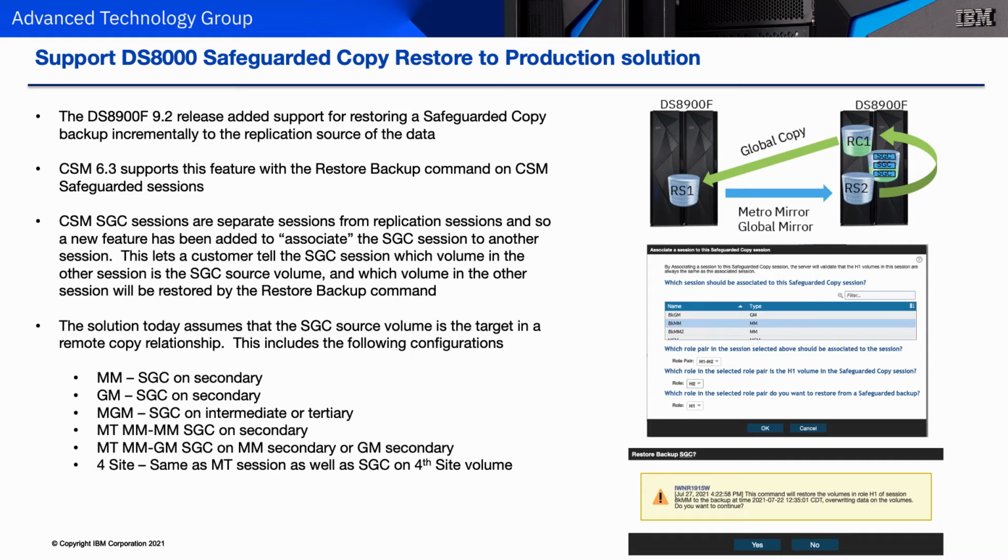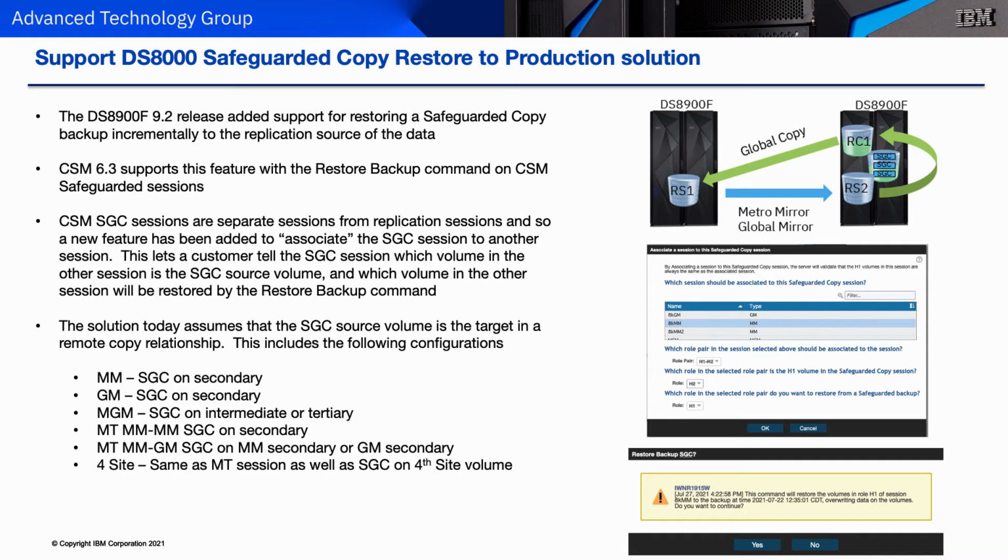So take the top picture. We have an RS1 to RS2 Metro Mirror, Global Mirror type relationship. So off of RS2 is where you're taking your safeguarded copies. So you're taking backup, backup, backup. Your problem today is if you want to restore from those backups, it's a full copy to get it back to your main production site, which is RS1. And so what this solution is doing is allowing you to take that recovery relationship and incrementally copy it back to RS1. So now it's a much faster restore process back to your original production.